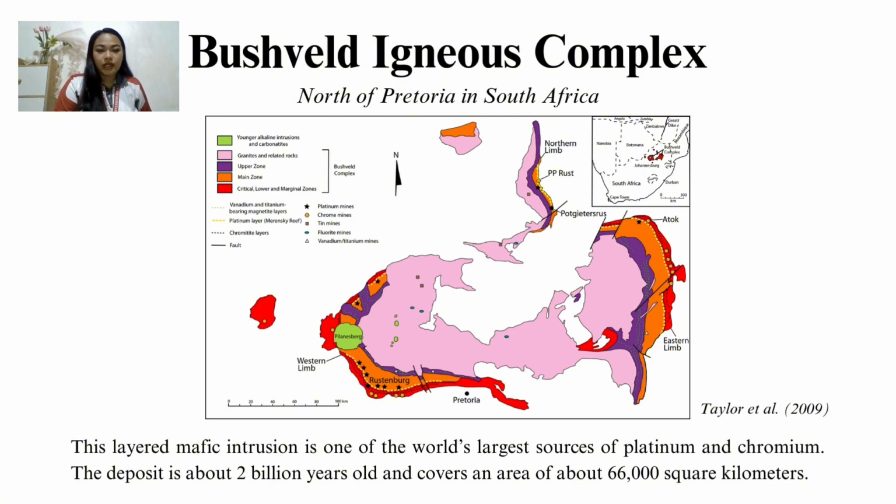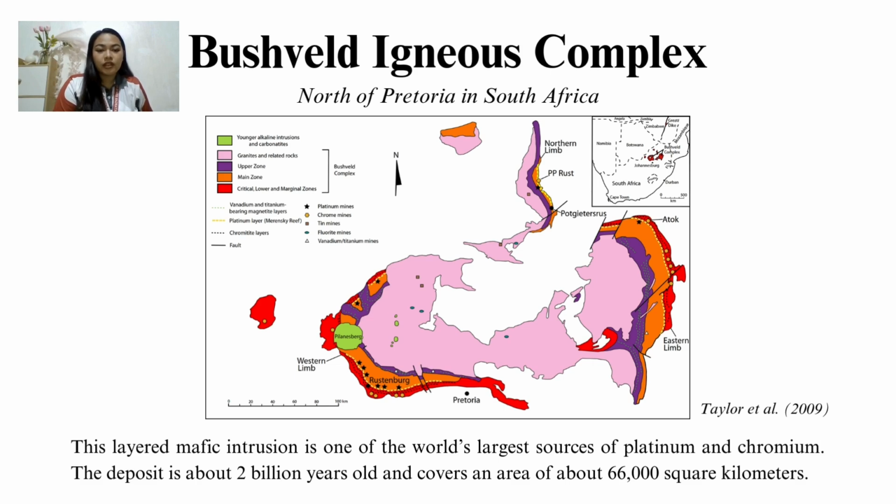Bushveld Igneous Complex is one of the world's most significant layered mafic intrusions, located north of Pretoria, South Africa. This layered mafic intrusion hosts a diverse array of ore deposit types, which is one of the world's largest sources of platinum and chromium. The deposit is about 2 billion years old and covers an area of about 66,000 square kilometers, making it one of the most extensive igneous bodies on Earth.